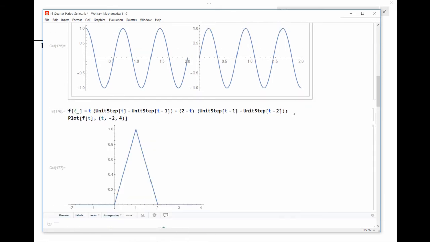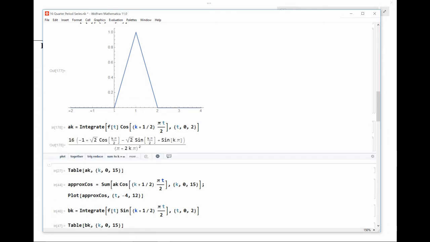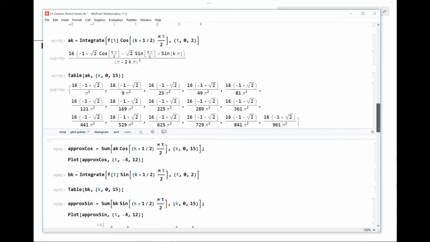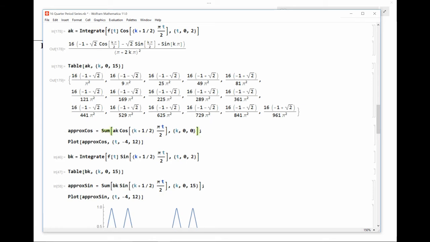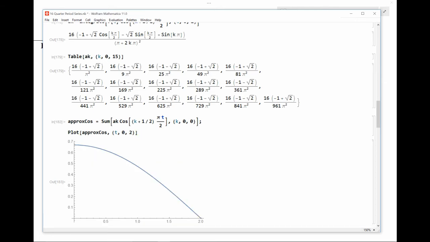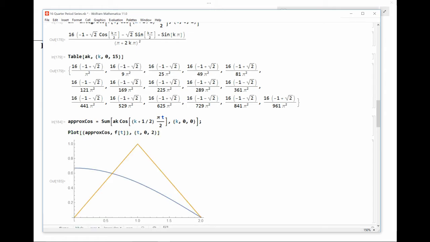Here I have my f of t defined. I will compute the coefficients ak as the integration with the cosine. And if I try to compute a few coefficients, I get some non-zero numbers for each coefficient. So let's add a few terms together and see how this approximates my function. Let's overlay it with the function just to see how well this represents it. We see the representation is not that good, but if I start adding more terms, you can see that it's getting better and better with the addition of each term.